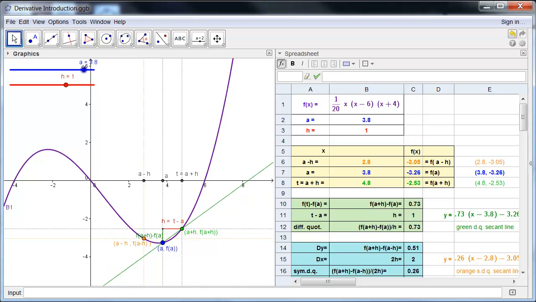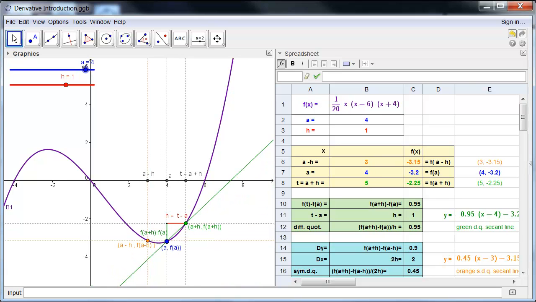And I'm going to move this over. I'm going to select a to be 4 to start with. And I can pick several values for a by using the little slider here in blue. And notice that the value of a is 4 shows up here in cell B2 in the table.